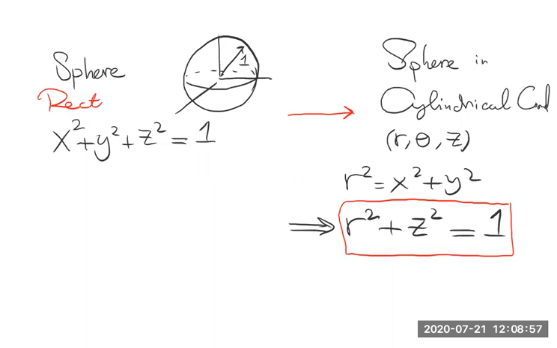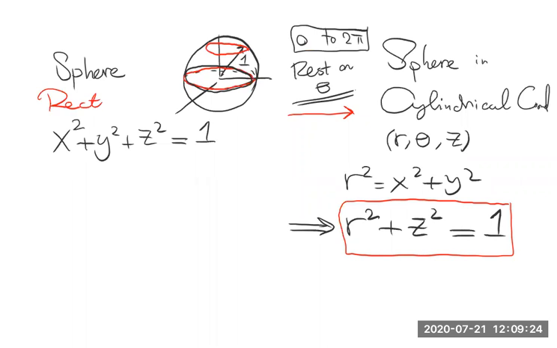Again, is there any restriction on theta? Well, look at these circles again. When we go around each of these circles, theta changes from 0 to 2 pi. So in some sense, theta at each level can be anything. There is no restriction on theta, so theta is also missing here. So this is the equation of the sphere in cylindrical coordinates: r squared plus z squared equals 1.